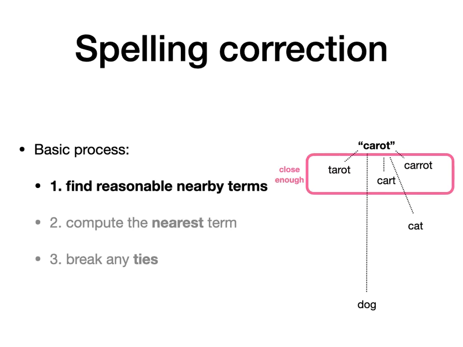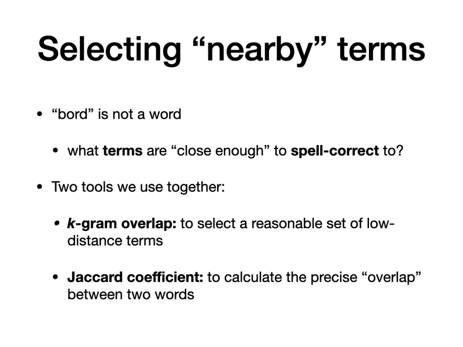So let's get into the first step. For the word carrot, I need to find a set of reasonable nearby terms. So how do we do that? We think about the word board, B-O-R-D. That's not a word, right?